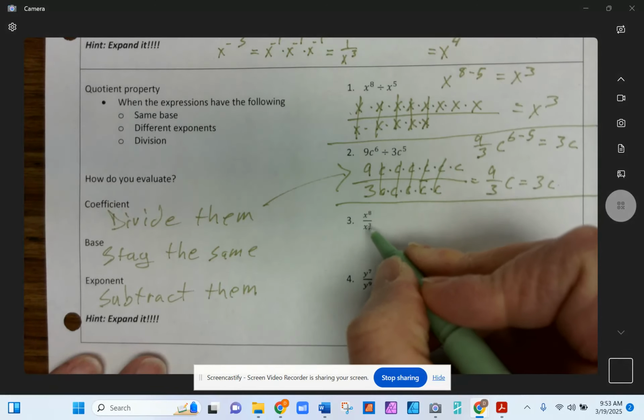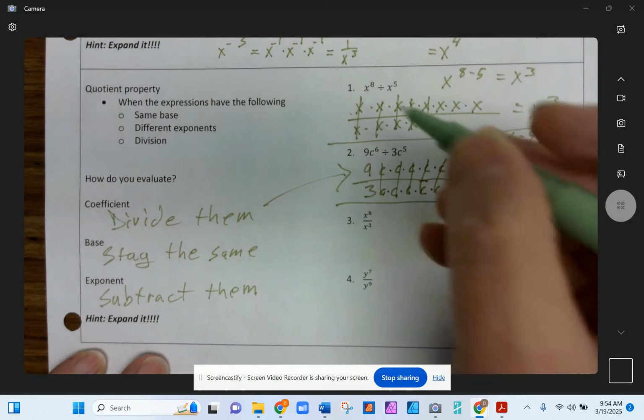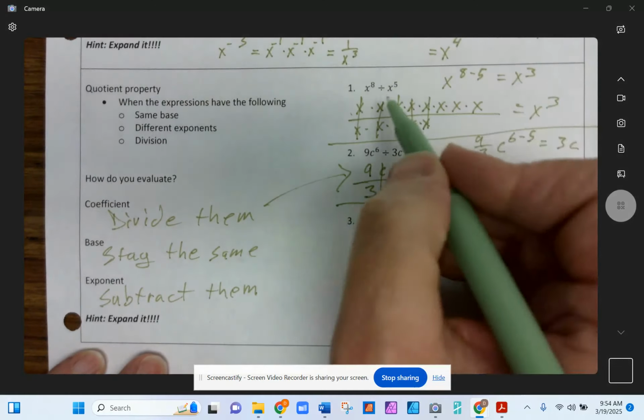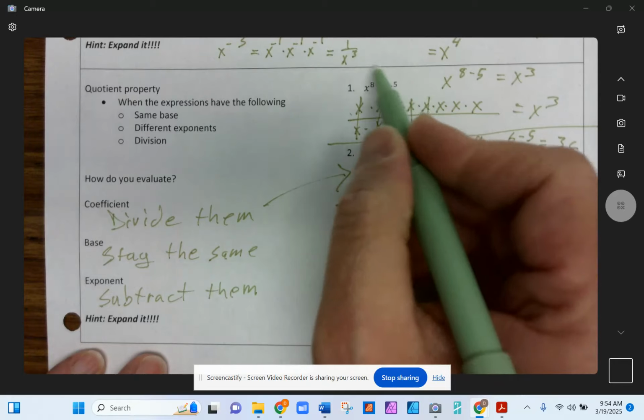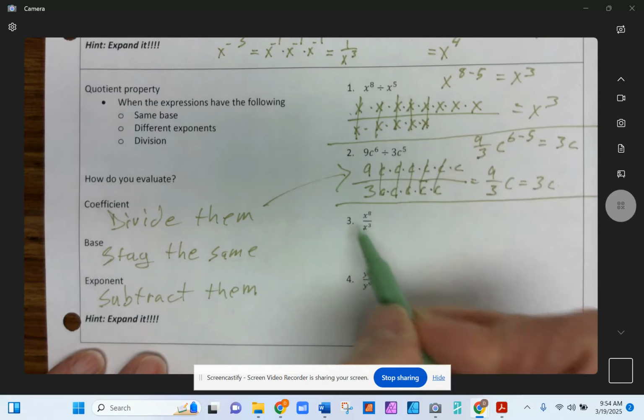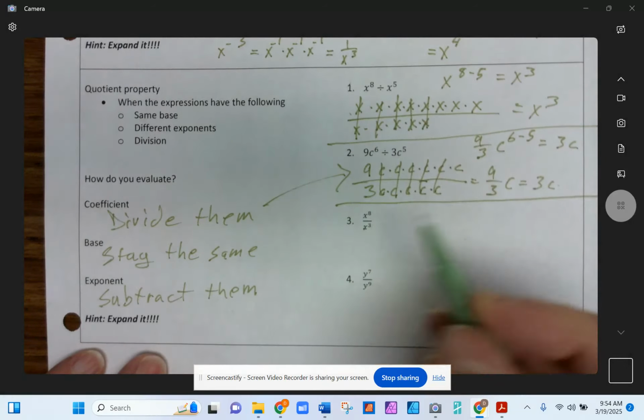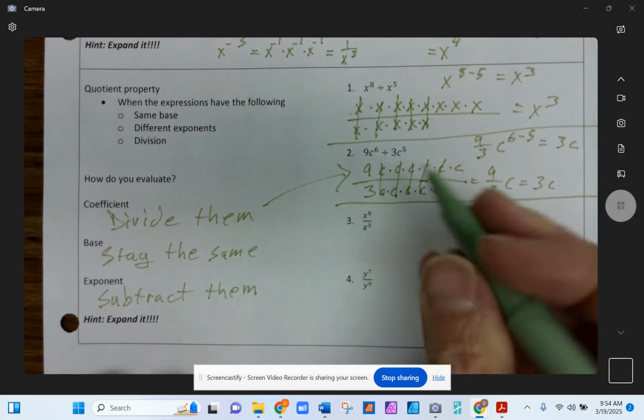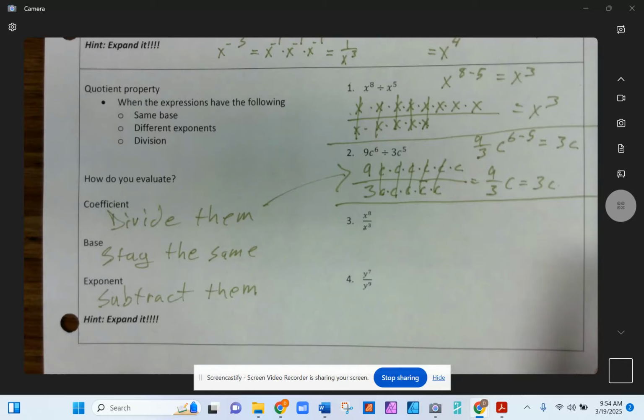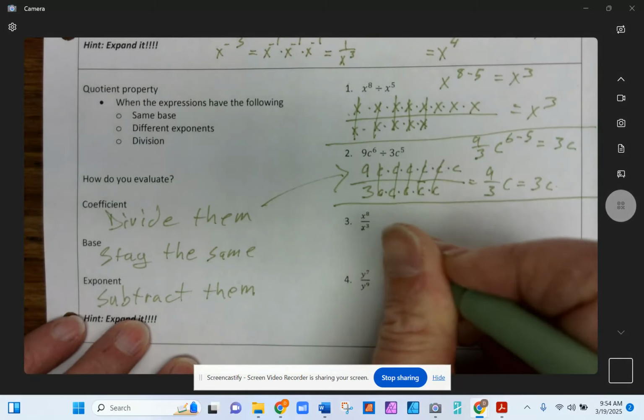Now, this is actually really similar to the first one. It's just shown in a different way, right? So you can see problems presented like this with the division symbol, or you can see problems presented like this with the fraction bar. It's the exact same thing, right? Because a fraction is just a division problem, and a division problem is just a fraction. It's the exact same thing.